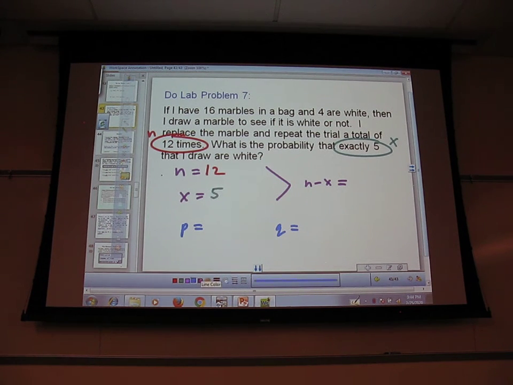And then what's my probability of success? So what's the probability I draw a white marble one time, one trial? 4 out of 16, which reduces to 1 out of 4. Or if you want to use it in the calculator, you can put it as 0.25. That's fine as well. So if p is 0.25, q is what? 0.75. Everybody okay with that part? Good. What's n minus x? Yep, 12 minus 5, so that's 7.